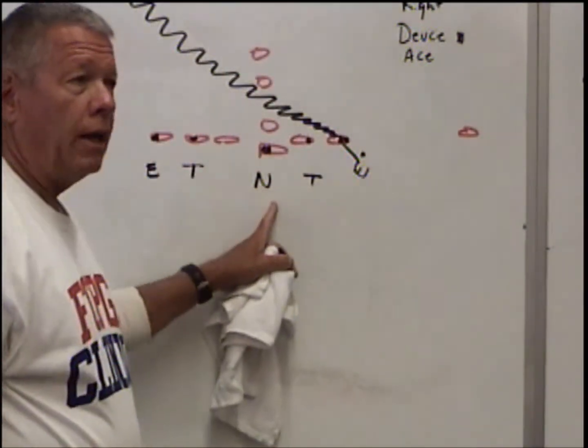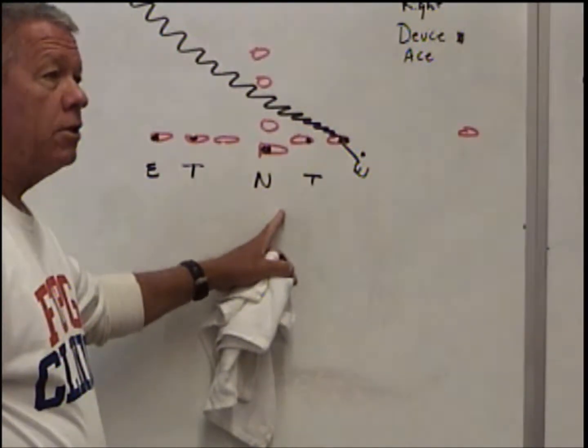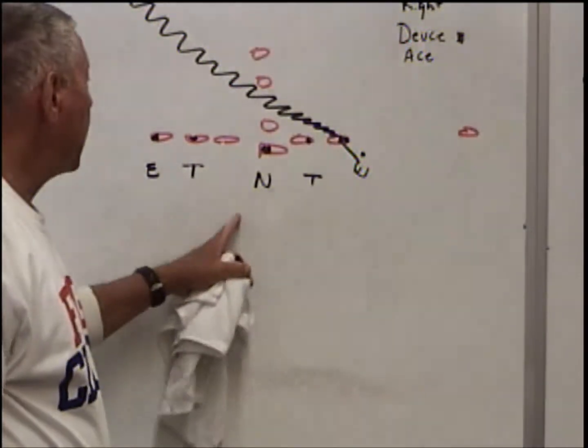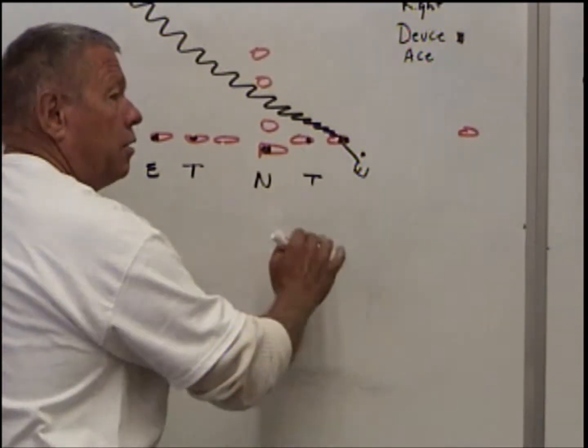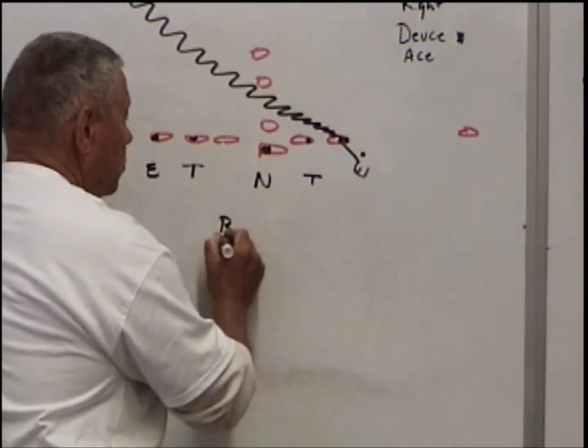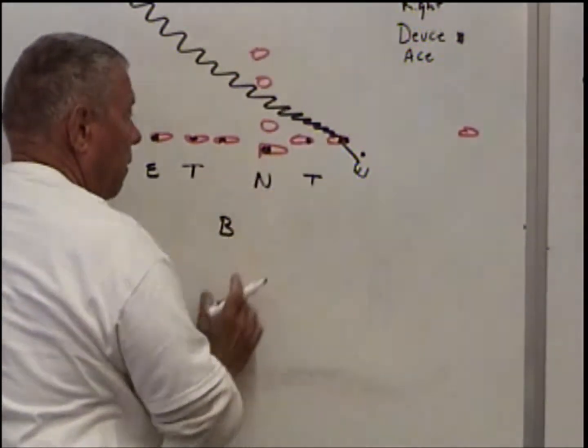Is that nose guard not shaded a half a man on that center? So your inside backer shades a half a man on the guard. So you kept your gap integrity. So he splits him, a half a man on the guard.